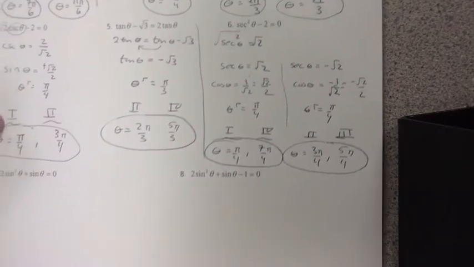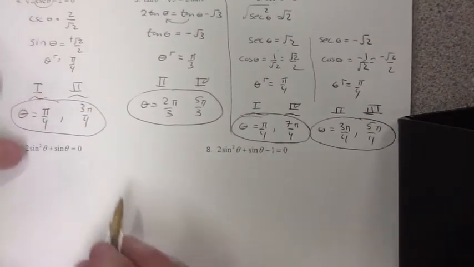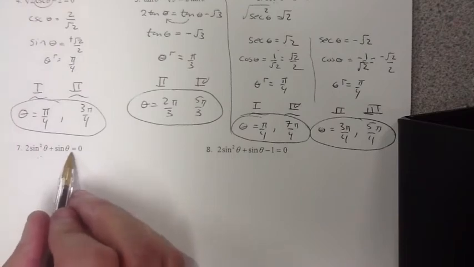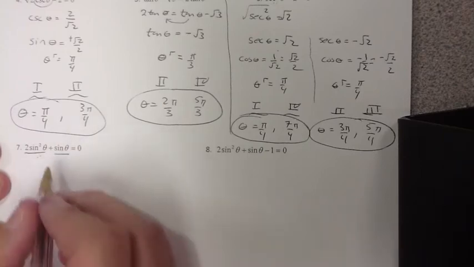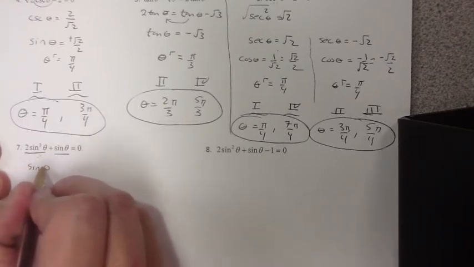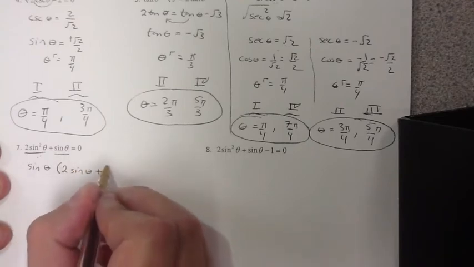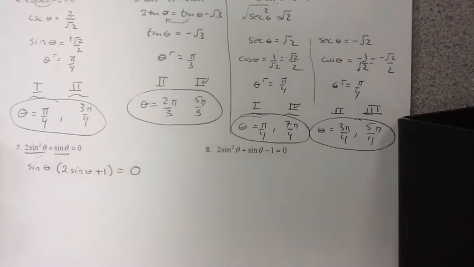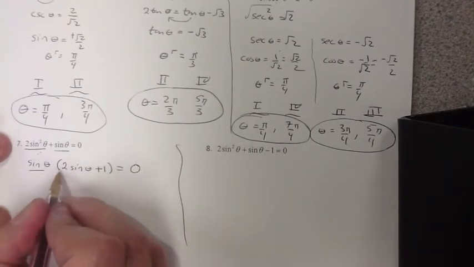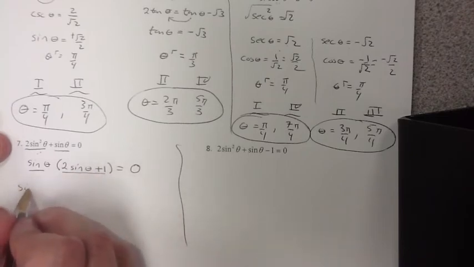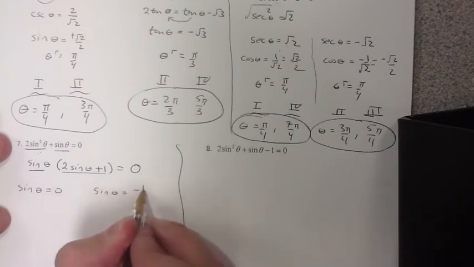All right, number 7 and 8, our last two. We have to do an algebra 1 skill. If I have 2 sine squared theta plus sine of theta equals 0, don't bring this over. They both have a common factor. They both have sine, so I'm going to factor it out. Sine of theta, and that's going to give me 2 sine theta plus 1 equals 0. And then we're going to use an old algebra skill, the zero product property, and set each of these equal to 0. The first one easy, sine of theta equals 0, and the next one, sine of theta equals negative 1/2.